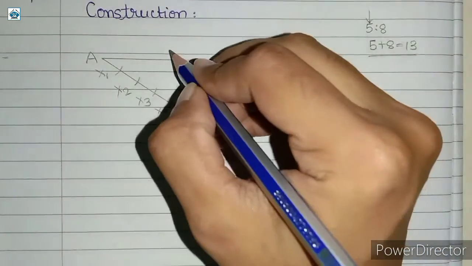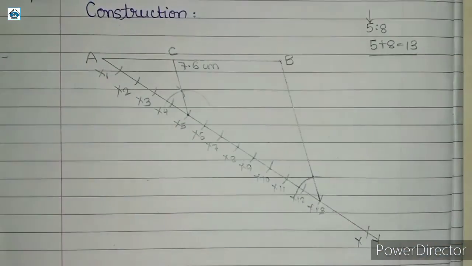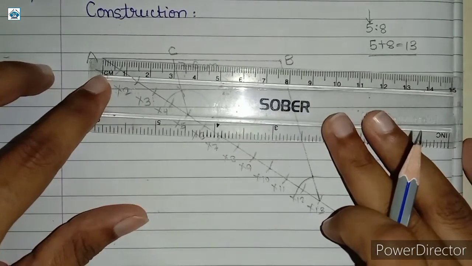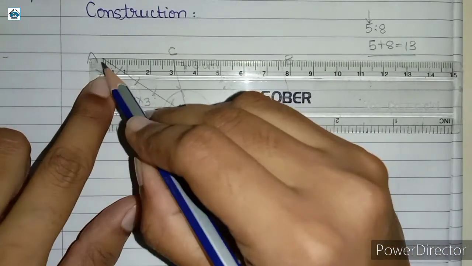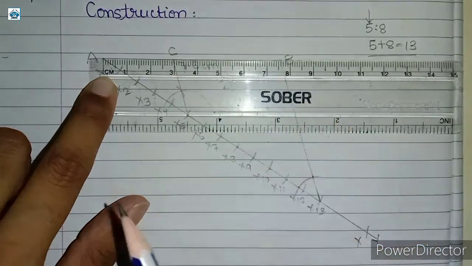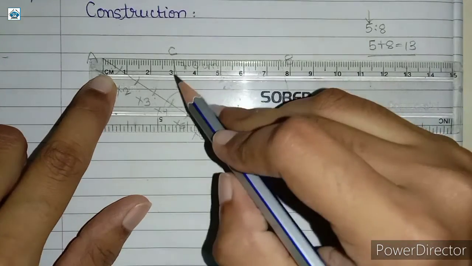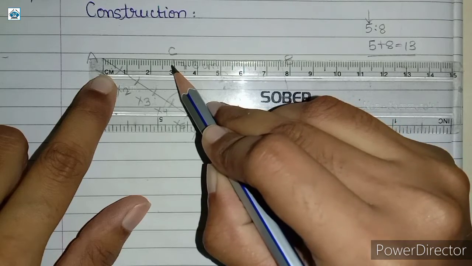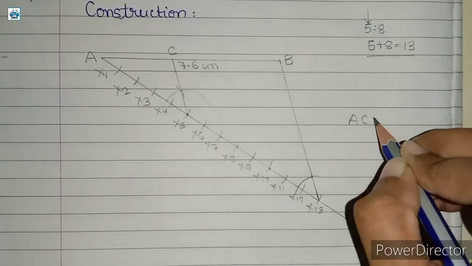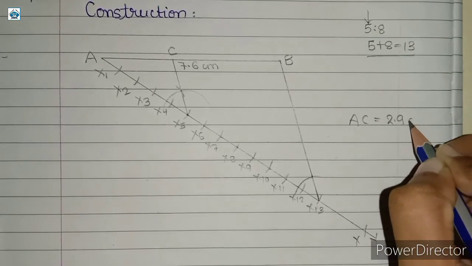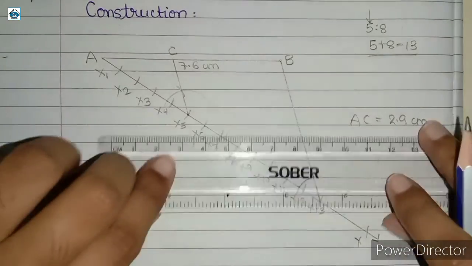So here CX5 is parallel to BX13. Also in the question, we are asked to measure the two parts. So let us go ahead and measure AC. As you can see here, AC measures 2.9 centimeter. It is not exactly 3 centimeter. So here this measures 2.9 centimeter. So AC is equals to 2.9 centimeter and CB.